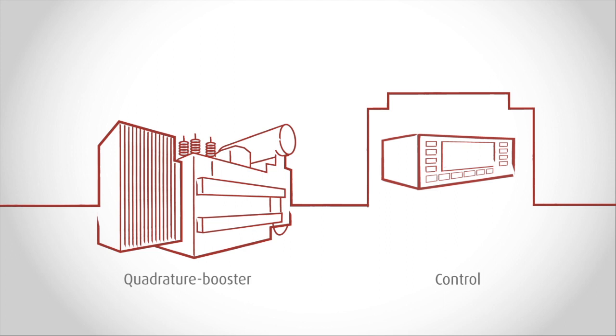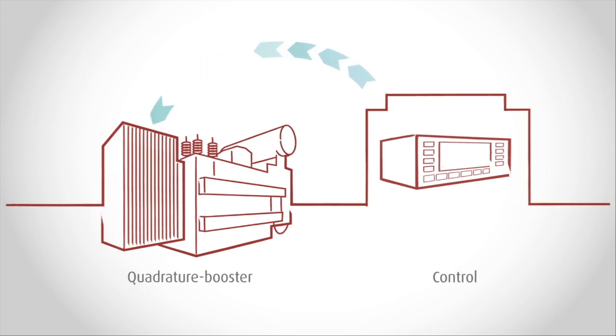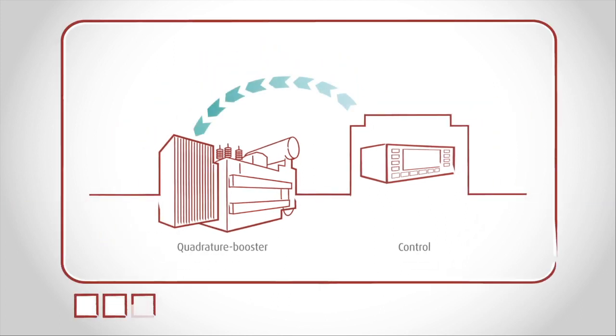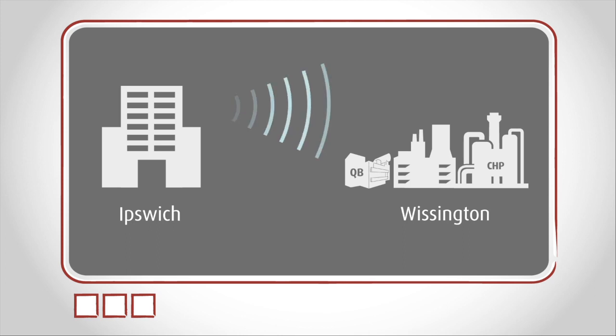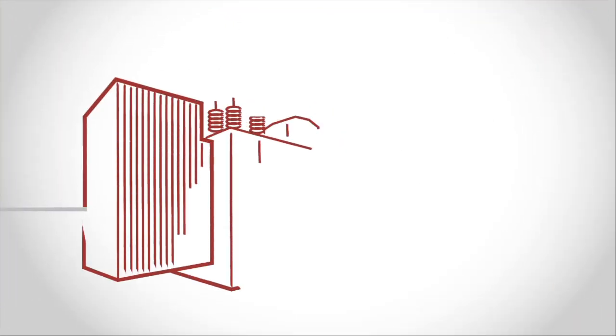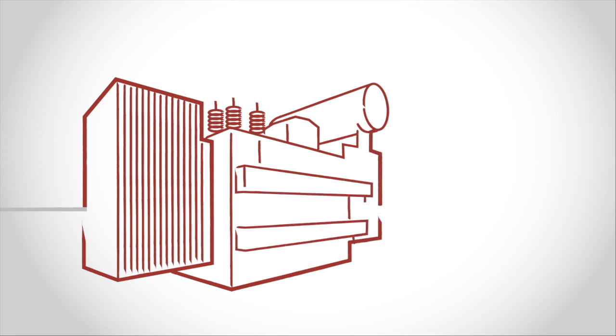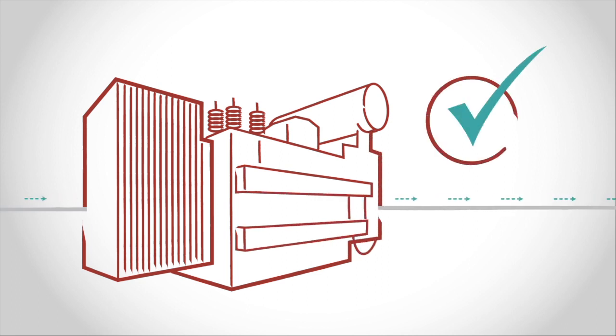local substation hardwired to the quad booster. The control system automatically manages the power flows. It can be operated remotely from the UK Power Networks Control Centre in Ipswich using the SCADA system, that's supervisory control and data acquisition. The quad booster is making the existing network more efficient, and it's hoped will prevent the need for the upgrading of the Wissington distribution network.